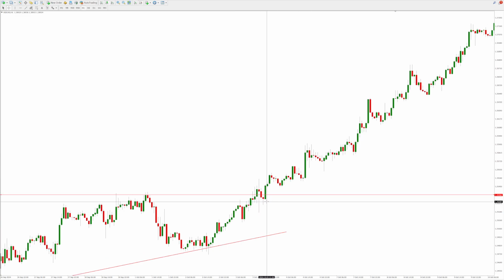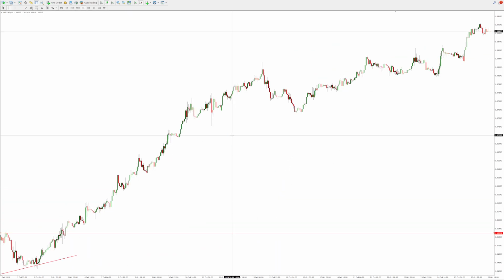Okay, so that would have been one entry. Sorry, going back to that. After the breakout, I'd move my stop loss to break even. And then once the price goes up and has a pullback and then continues, I'd move my stop loss to below the lows. So that would be here. Price goes up, pulls back, continues, stop loss below the low.